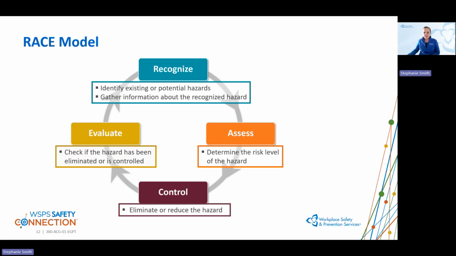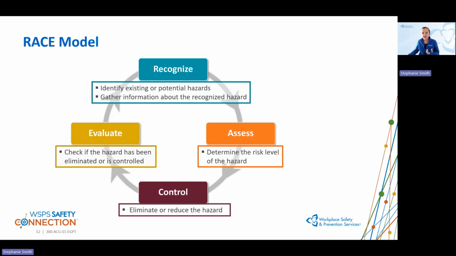So today we're using this model. I'm sure many of you have probably seen the RACE model before, but we're going to be using this in a different format, in a formal risk assessment format. However, you can use this model daily on your day-to-day activities every time you're looking at a hazard in the workplace or out on the floor. One is being able to recognize a hazard, so identifying what is an existing or a potential hazard, and then gathering information about that hazard. Being able to assess that hazard, so determining the risk level of that hazard.